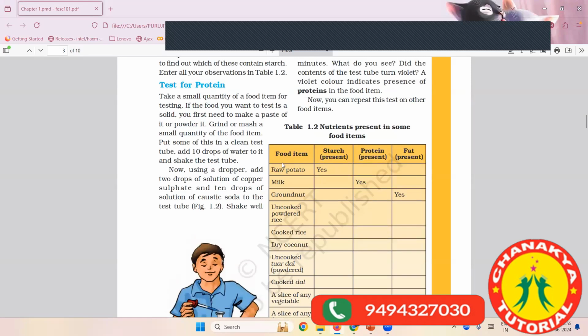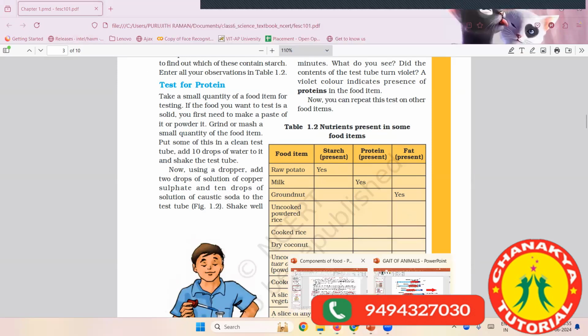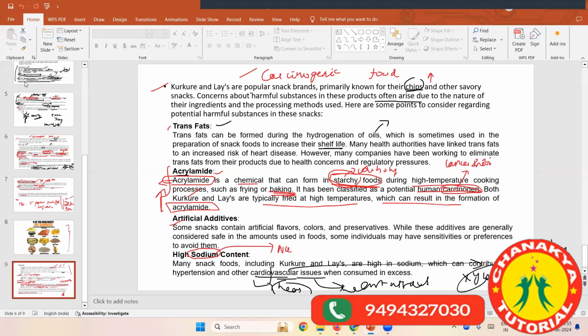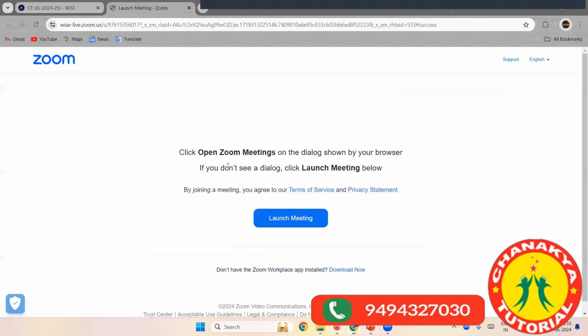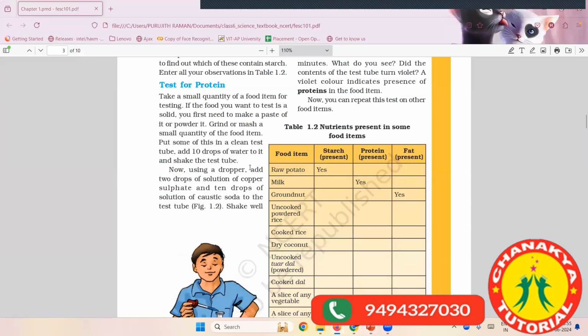See, what are the 2 things you are adding for the protein? These are very important. For starch, you are going to add iodine. For protein, you are going to add 2 drops of copper sulfate. Copper sulfate means it's basically CuSO4. You will be adding CuSO4. Iodine means I. And one more important thing is how much you are going to add: 2 drops of solution of copper sulfate.